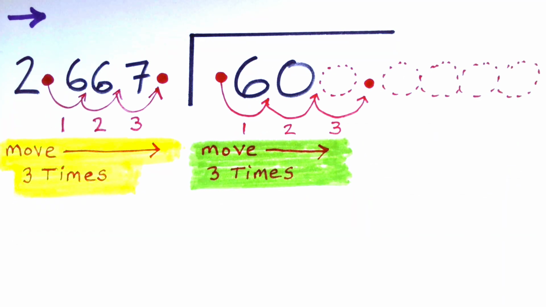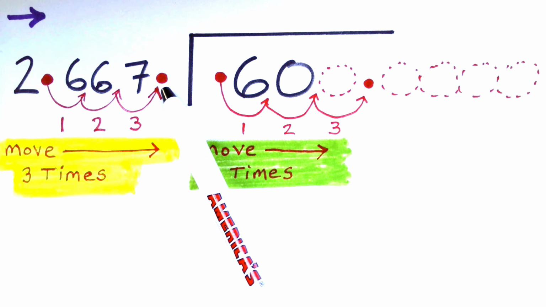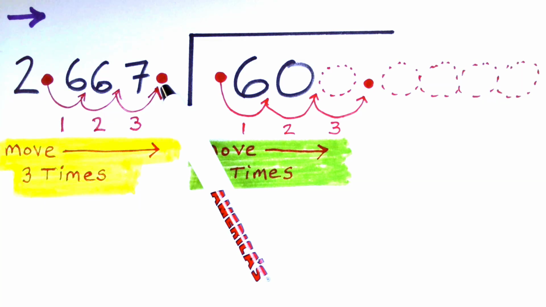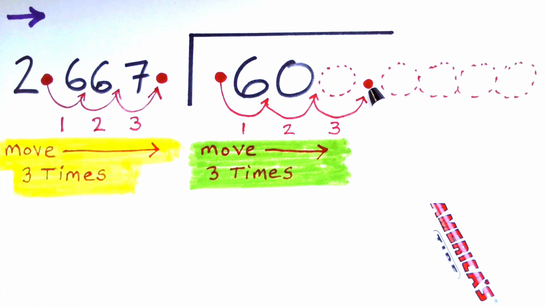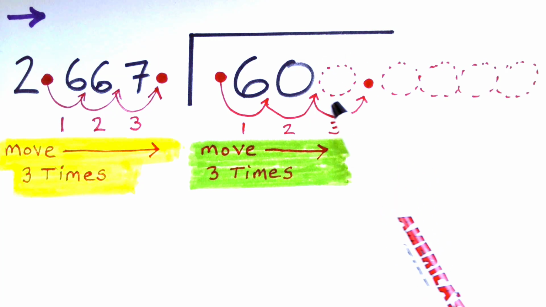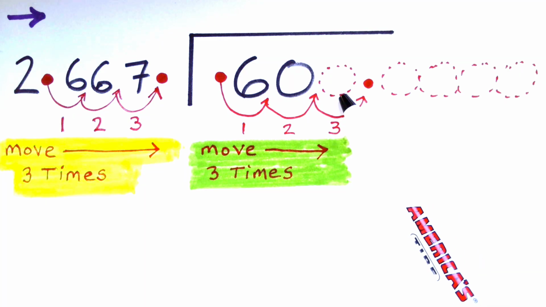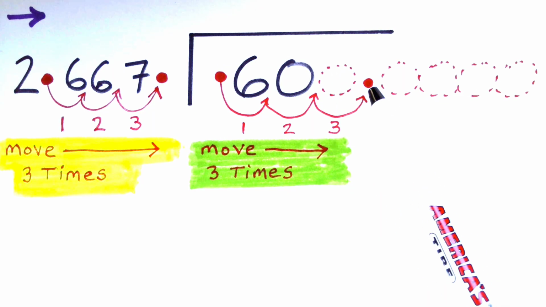How many times do I have to move this decimal to the right? 1, 2, 3 times to the right to get it all the way over to the right side. So if I move the decimal outside the divisor bar 3 times, I have to move the decimal inside the divisor bar 3 times to the right. And as you can see here, I have to place a 0 as a placeholder. I'm an instructor, so I'm going to go dot, dot, dot. It's an invisible 0.